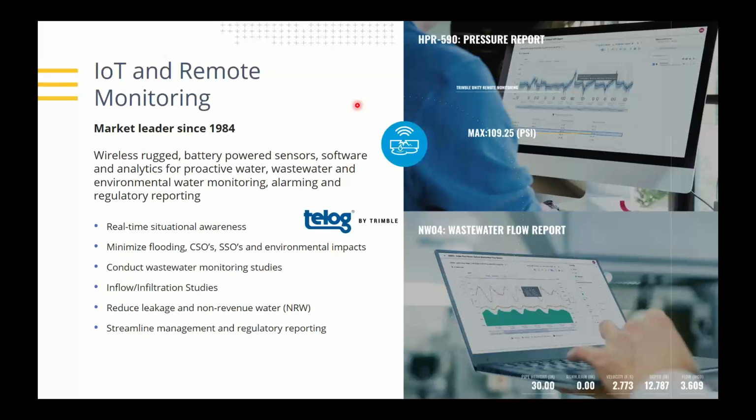What you can do with all these IoT devices is get real-time situational awareness of all your assets out in the field. A lot of people have blind spots in their system. Having these battery-powered sensors and RTUs allows them to put them just about anywhere you have blind spots, where you don't have power, so you can't run SCADA and things of that nature. That's where they're really useful. We can get into manholes and wet wells where you don't normally run AC power. This can help you with flooding, CSO and SSO and environmental impacts. You can conduct all sorts of wastewater monitoring studies.